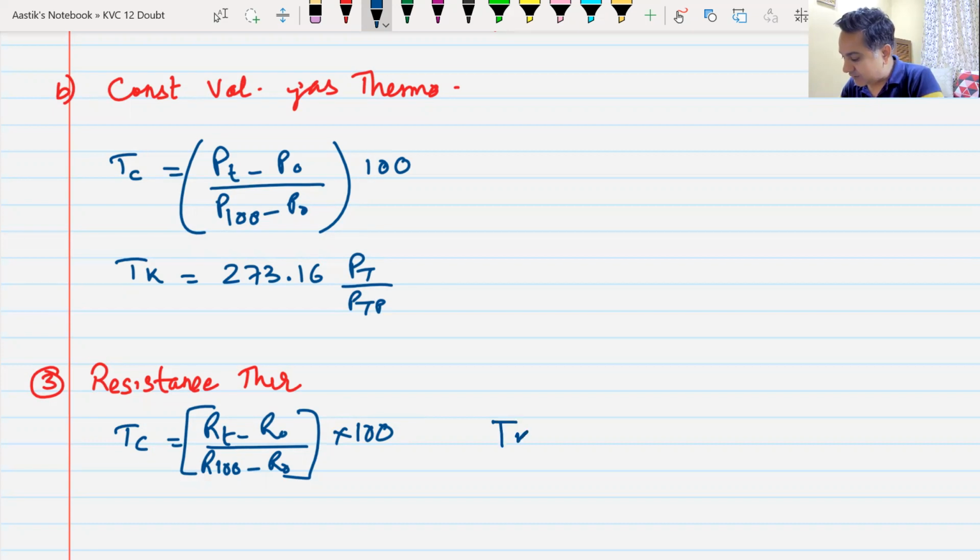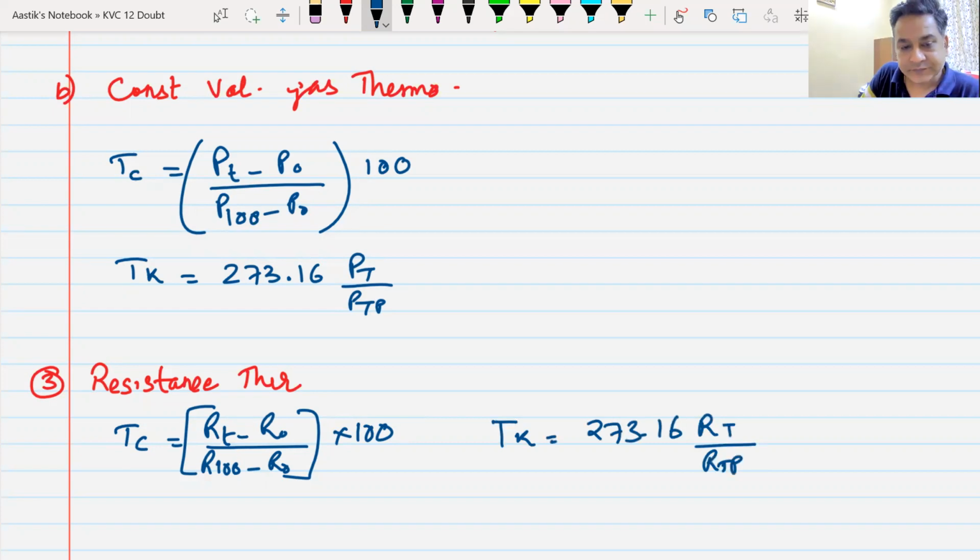Similarly, temperature on the Kelvin scale will be 273.16 times the resistance at T Kelvin divided by the resistance at the triple point of water. I hope you all understand this. If you remember any one formula, the rest of them would come automatically, my dear friends. Have you noted it down, everyone? Noted, sir.